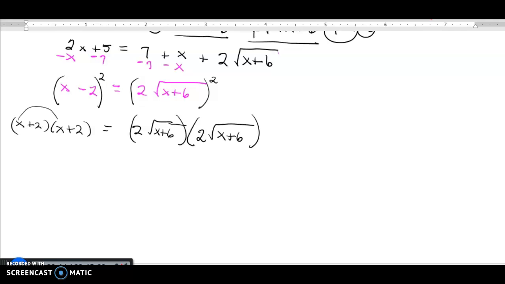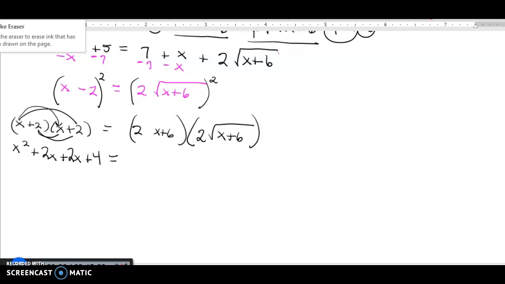All right, let's FOIL on the left side. X times x is x squared. X times 2 is 2x. 2 times x is 2x. And 2 times 2 is 4. Equals. On the right side, this is not a binomial. Sorry, I'm going to redo my square root. This is not a binomial times a binomial. This is not a FOIL problem.